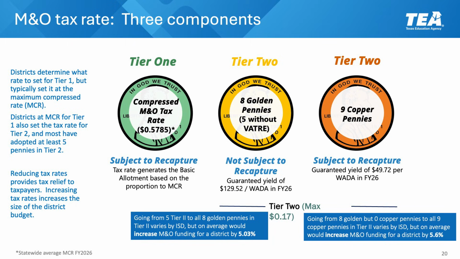If a district goes from 5 Tier 2 pennies to all 8 golden pennies, they could increase their M&O funding by approximately 5%. Or if they went from 8 golden pennies to all 9 golden pennies, they could increase their M&O funding by 5.6%. Reducing tax rates provides tax relief to taxpayers. Increasing tax rates increases the size of the district budget.